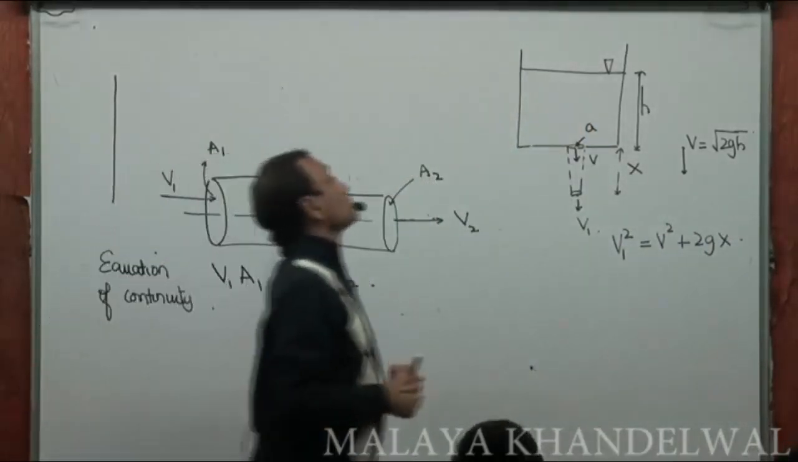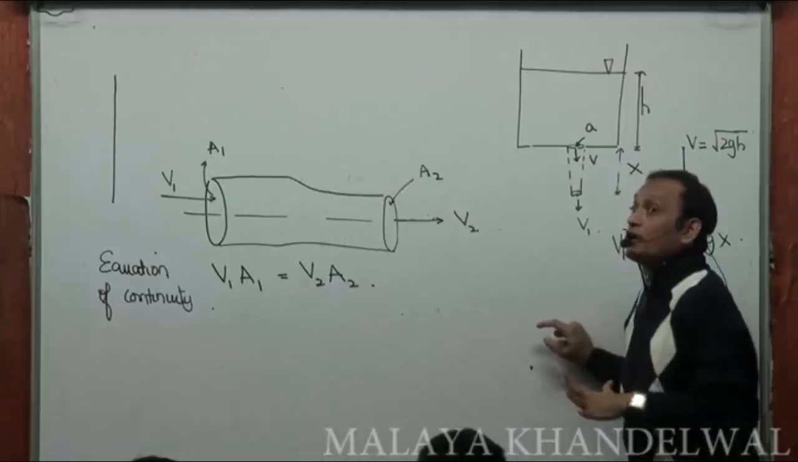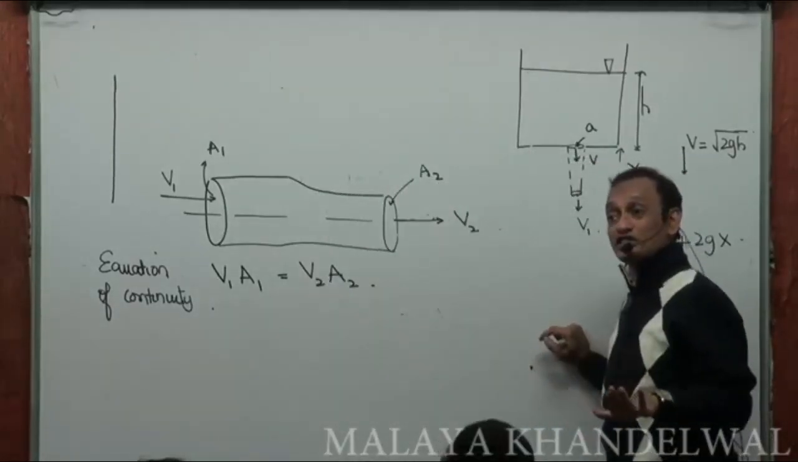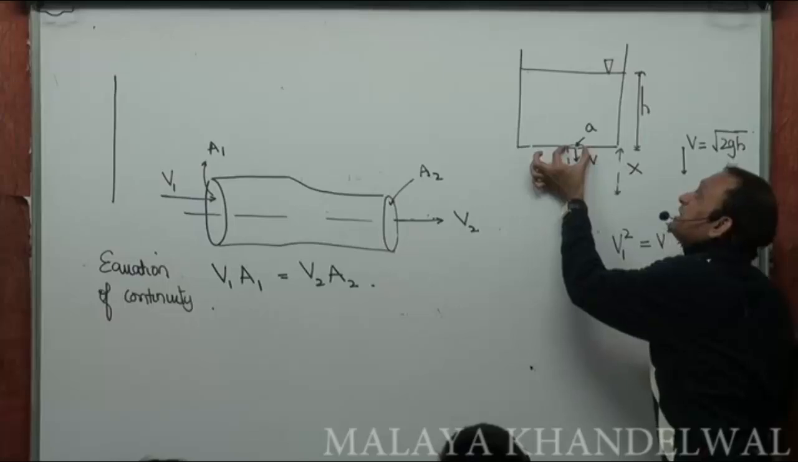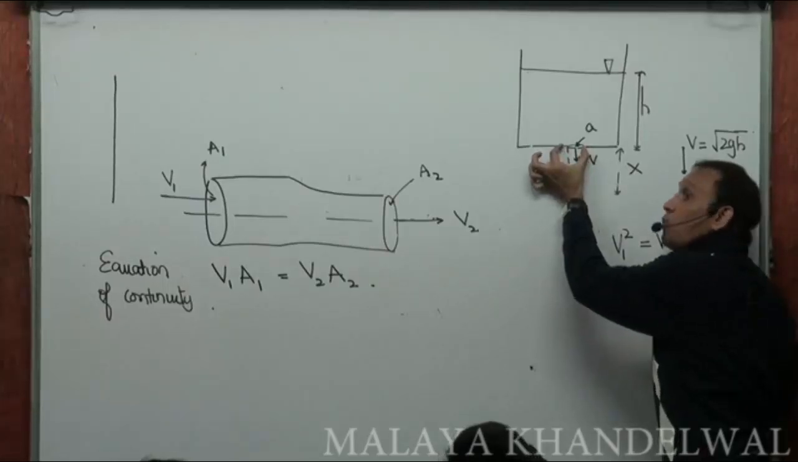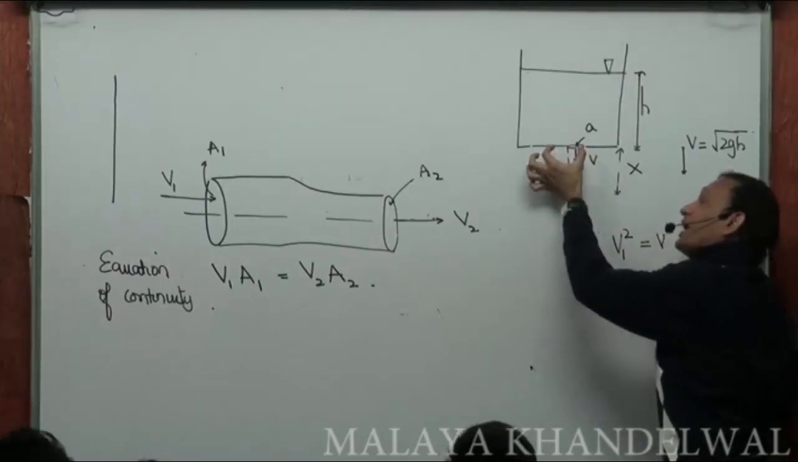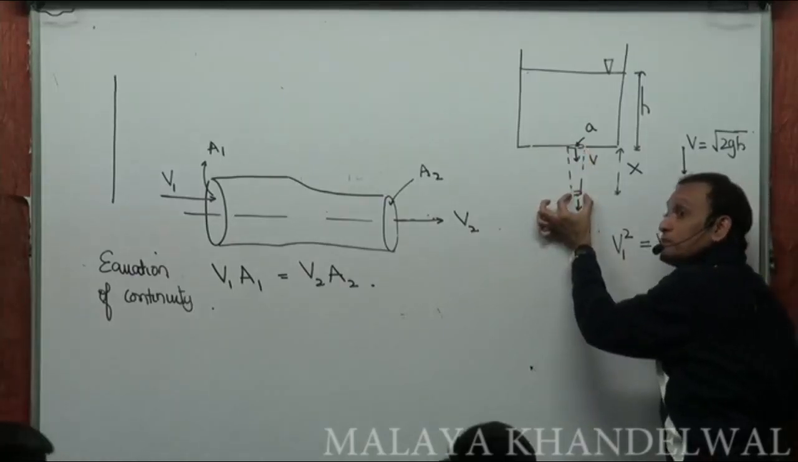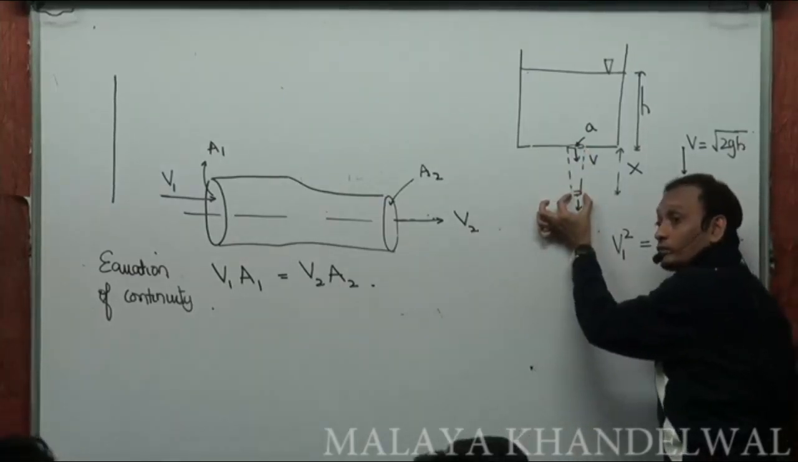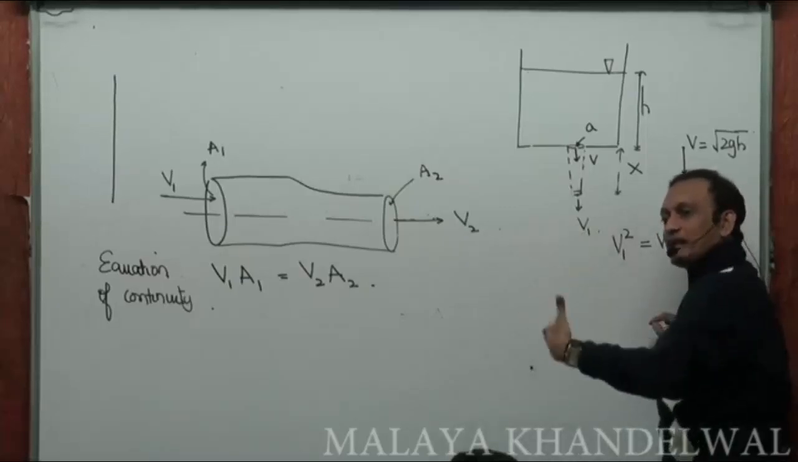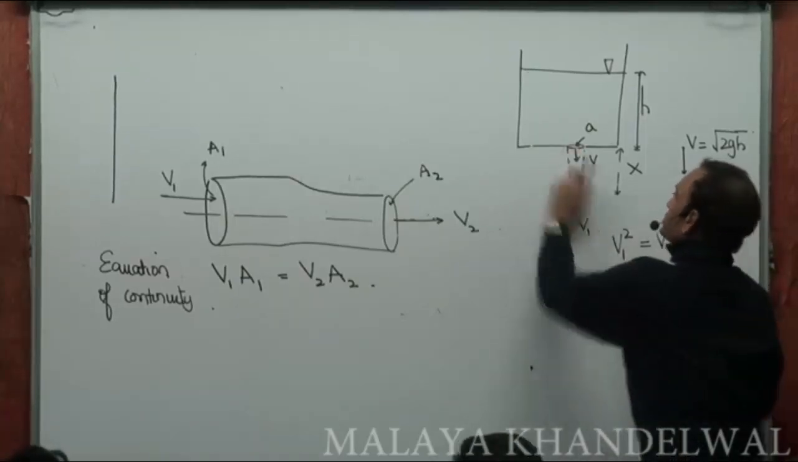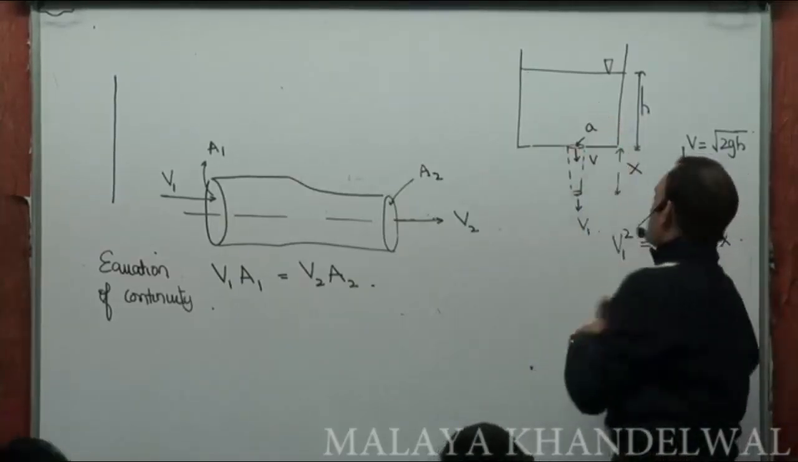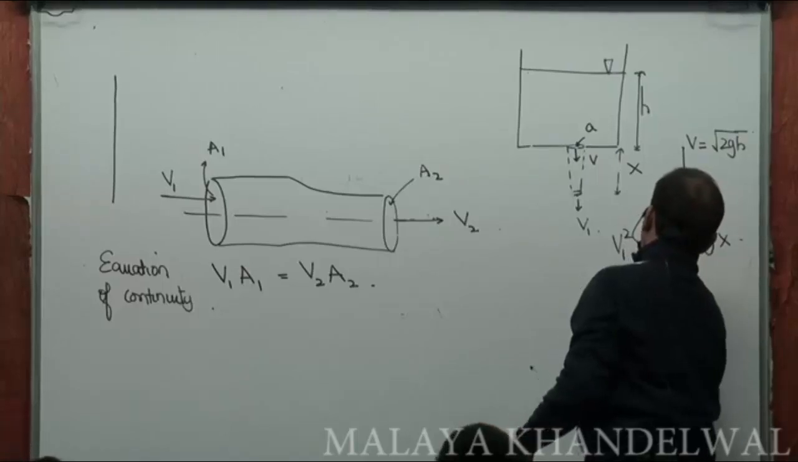Now if the velocity increases, what must happen to the area of cross section? It must decrease. So there was a jet of area of cross section small a here, then the area of cross section must be smaller here, so that the volume flow rates must be the same. See, what's the volume flow rate through this? For this jet emerging, it is v into a at this instant.